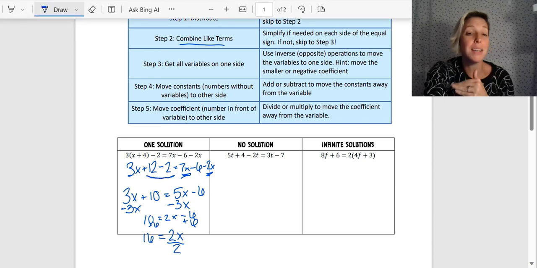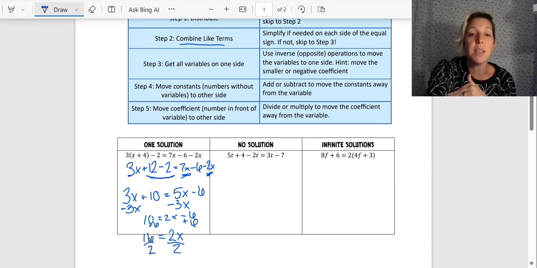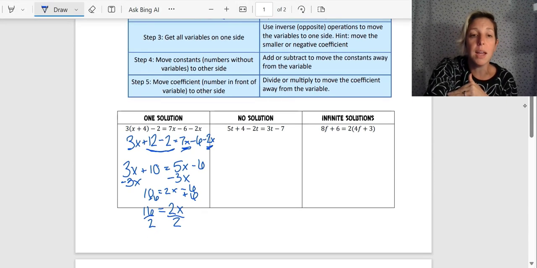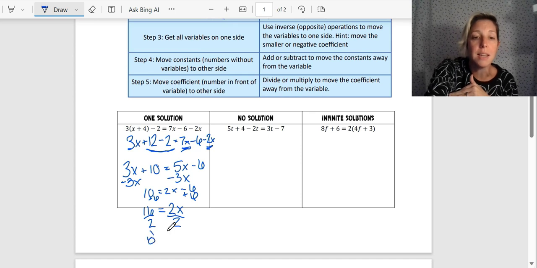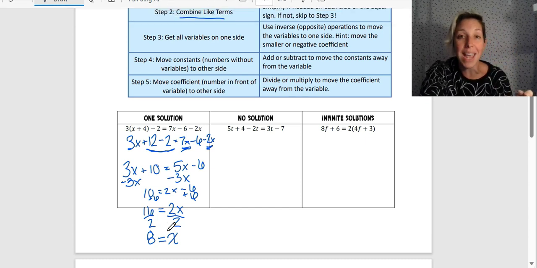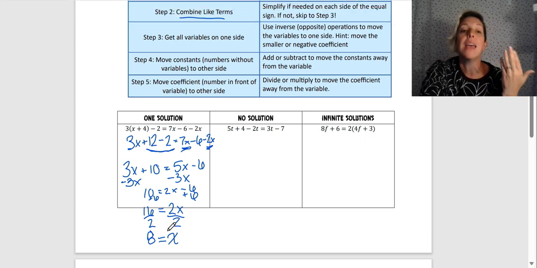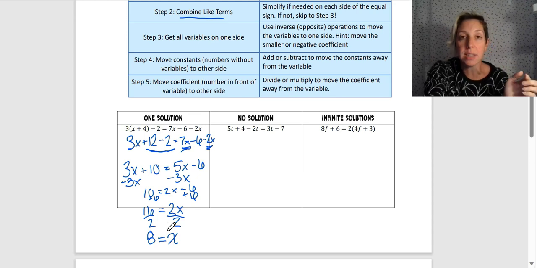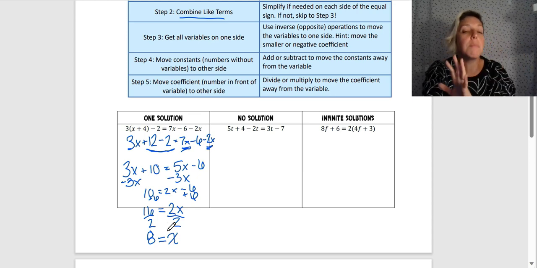This would be 2 times x, so the inverse would be to divide both sides by 2. And we get that 8 equals x, or x equals 8. It's one solution. There's one answer, and that answer is 8. If I plug in 8 where the x is, I would get something that equals each other, so it's true.